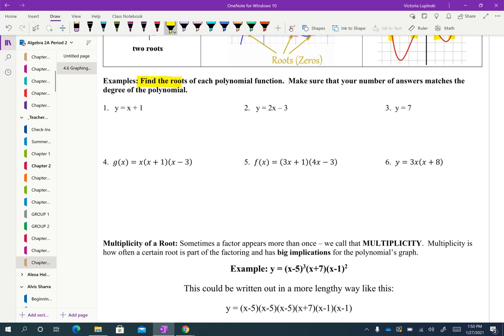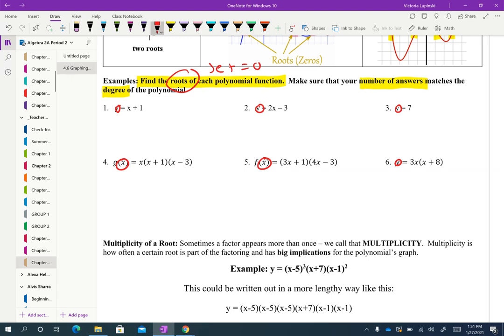I'm going to ask you to find the roots of the polynomial function. Make sure that your number of answers is equal to the degree of the polynomial. Now notice that in these 6 problems, they are either equal to y equals, or they're f of x or g of x or some function. If you are trying to find the roots of a polynomial, you have to start by setting the equation equal to 0. So if it's a y equals, you're going to set the y equals 0. If it's a g of x equals, you're going to set the whole g of x equals 0. In order to actually solve for something, you have to start by setting it equal to 0.